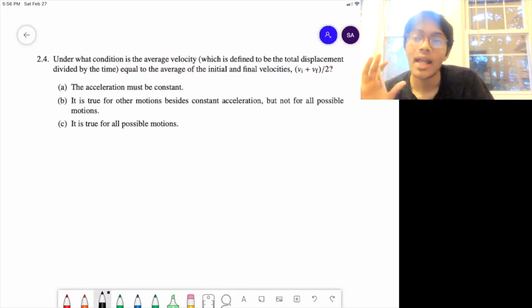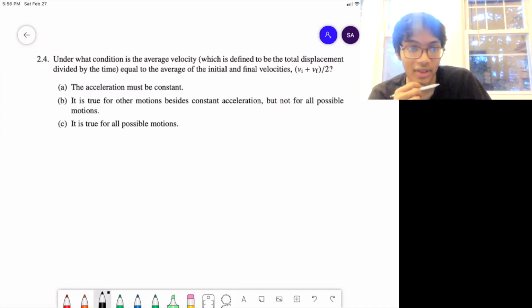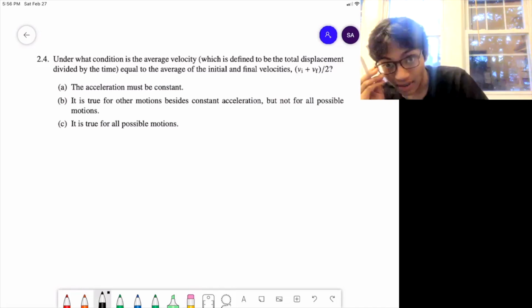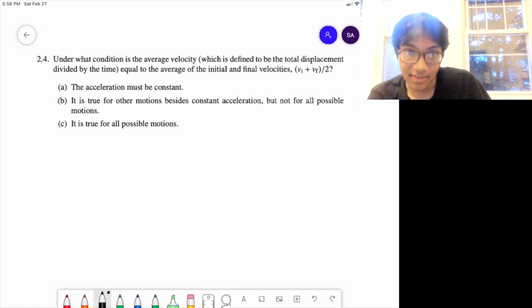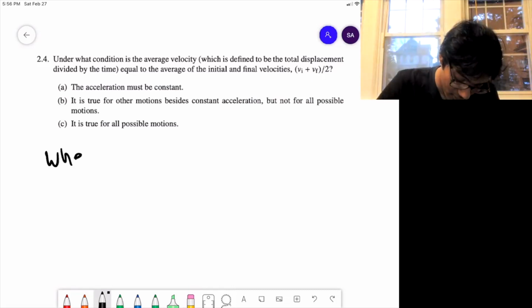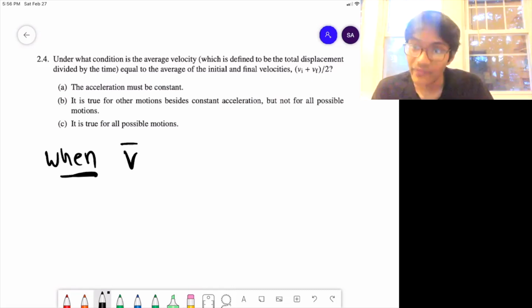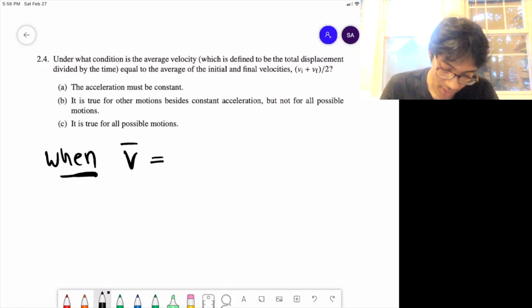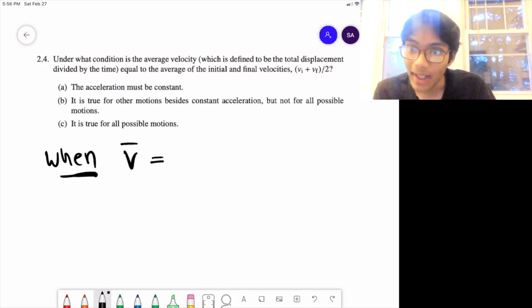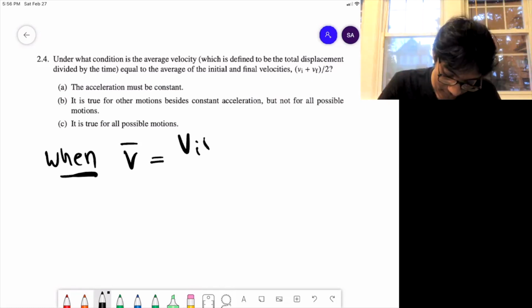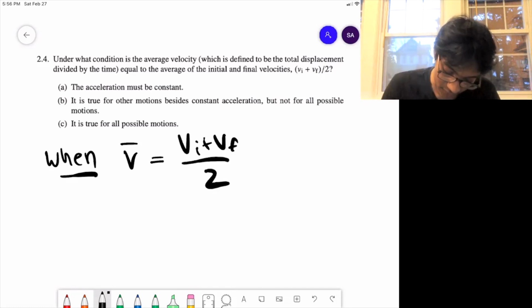So let's check out average velocity. Let's read the question. Under what condition is the average velocity defined to be the total displacement divided by the time equal to the average of the initial and final velocities, vi plus vf over 2? So here's what the question is asking. When is my average velocity, v with the bar on top, equal to the average of my initial and final velocities, vi plus vf over 2?